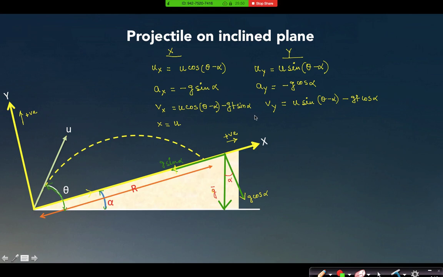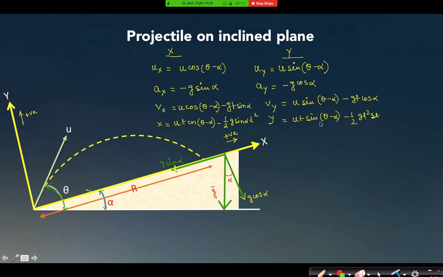What will be the x-axis displacement? It is u t cos(theta minus alpha) minus half g sin alpha t square. And what is the y-axis displacement after time t? It is u t sin(theta minus alpha) minus half g t square cos alpha.